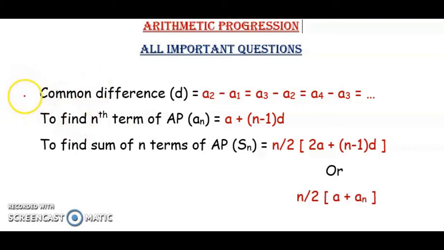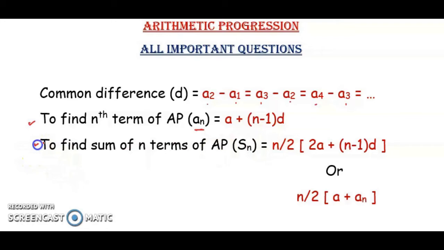in this chapter. First formula is the common difference, that is represented by d. The formula is a2 minus a1, or a3 minus a2, or a4 minus a3, like this: successive term minus previous term. Second formula is to find the nth term of an arithmetic progression, represented by an. And the formula is a plus (n minus 1)d.